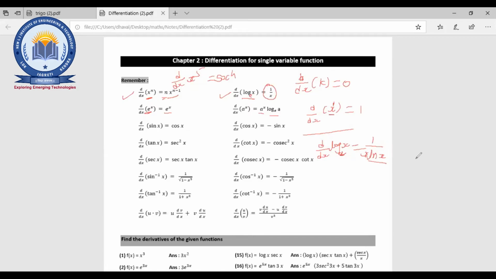Okay, fine. So the answer will be 1 upon x log a. Log a is in the bottom, in the denominator. Write this: 1 upon x log a. Is it the correct one?